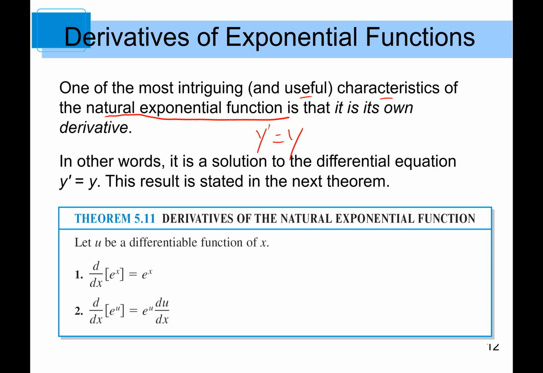And this is also a differential equation. For the differential equation y prime equal to y, we know that y equal to e to the x. And this is the simplest differential equation you can ever have. So let's take a look at the theorem about the derivative of the natural exponential function. The derivative of e to the x is equal to e to the x. So the derivative of the natural exponential function is itself.